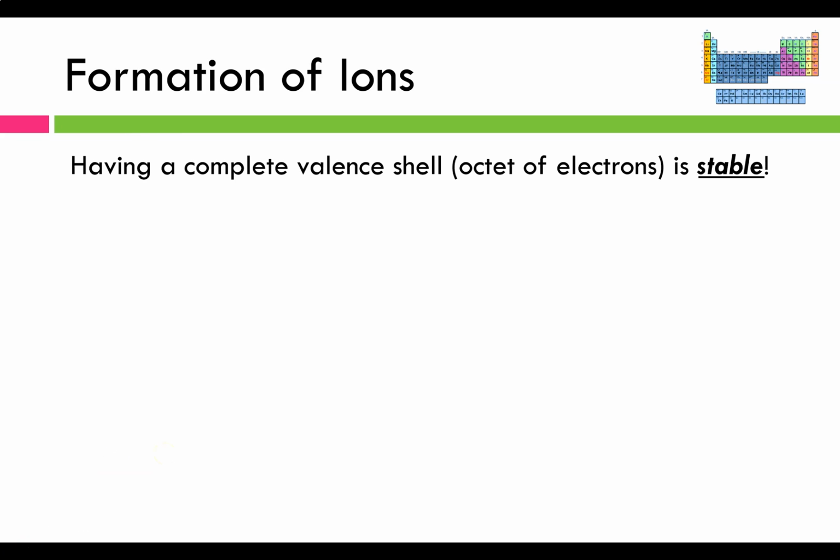It turns out that having a complete set of valence electrons, sometimes called an octet of electrons, is very stable. And when we talk about stable in chemistry, we're usually referring to low energy. Molecules, atoms, etc., they tend to want to be in a low energy configuration. So if an atom can do something to lower its overall energy, it's usually going to take advantage of that.